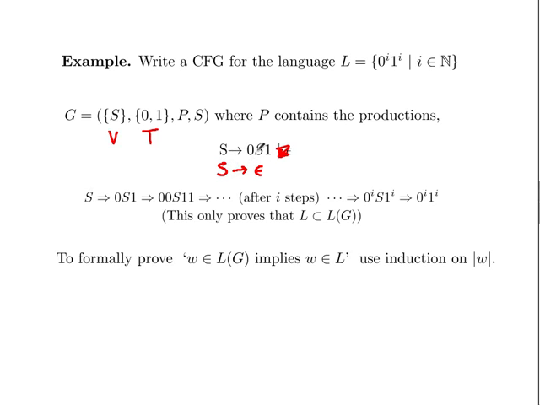If I use this one, I get 0S1, and then if again I use it, this middle S will be replaced by 0S1. Again this will be replaced by 0S1, so I'll have three zeros and three ones. So it's easy to see that after i steps I get i many zeros and i many ones and an S in the middle, right? And then finally I can use this production rule to just replace S with epsilon, so it just becomes 0 to the i, 1 to the i.